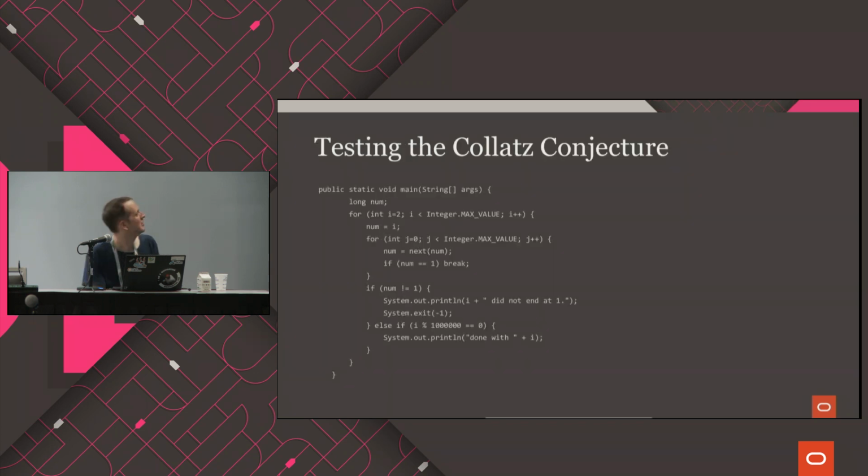But if you look again at the code here, the body of this counted loop has another counted loop in it. So our worst case scenario here is 2 billion times 2 billion, depending on how long it takes us to break out of each individual chain of the Collatz algorithm. So this could be very, very expensive, and of course it is a very, very expensive calculation to do.